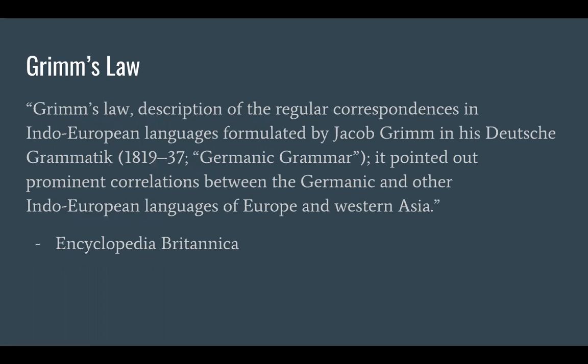Grimm's Law, as Encyclopedia Britannica describes it, is the description of the regular correspondence in Indo-European languages formulated by Jacob Grimm in his Deutsche Grammatica. It pointed out the prominent correlation between the Germanic and other Indo-European languages.